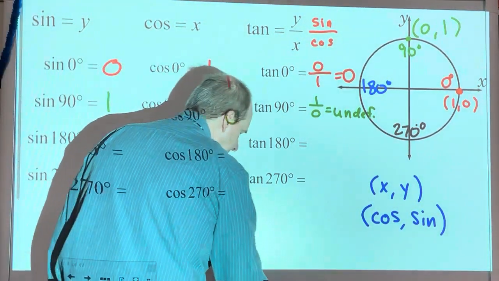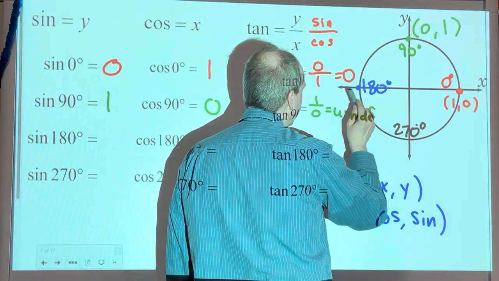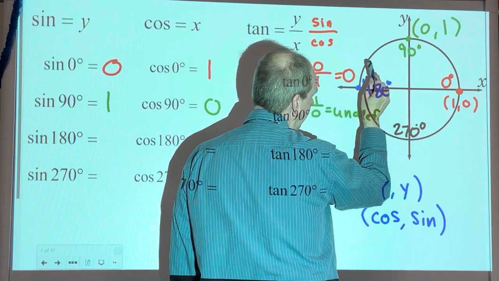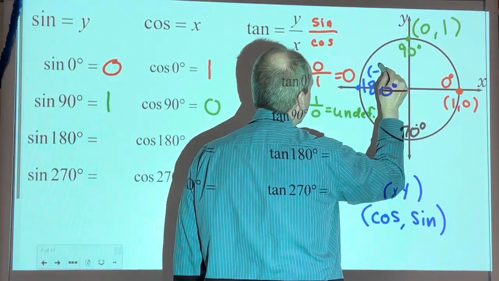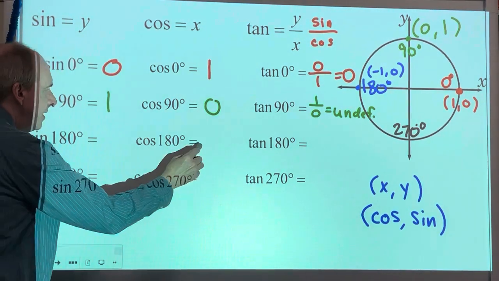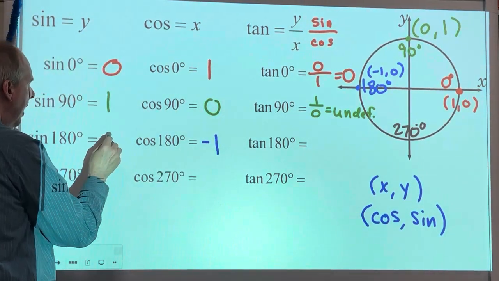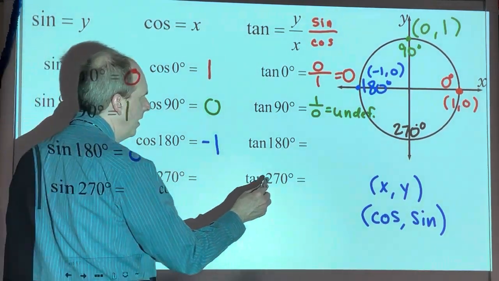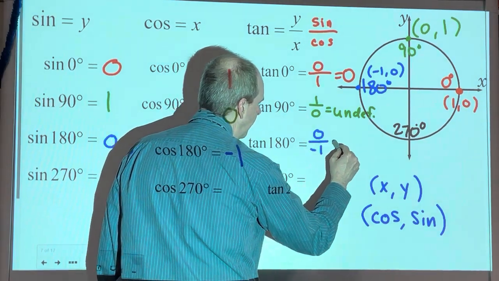Let's move over to 180. 180 is over here. My point is, yes, -1, 0. X is -1, y is 0. Divide them, you'll have your answer for tangent of 180 degrees. 0 divided by -1 is 0.